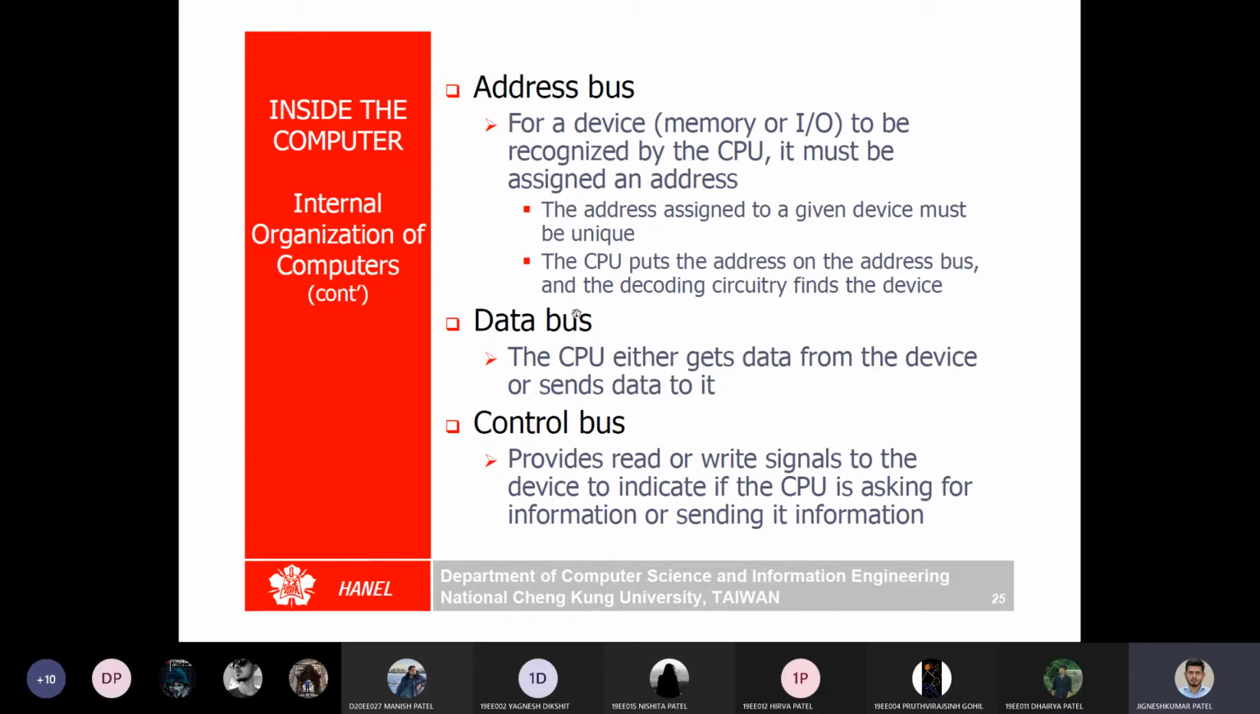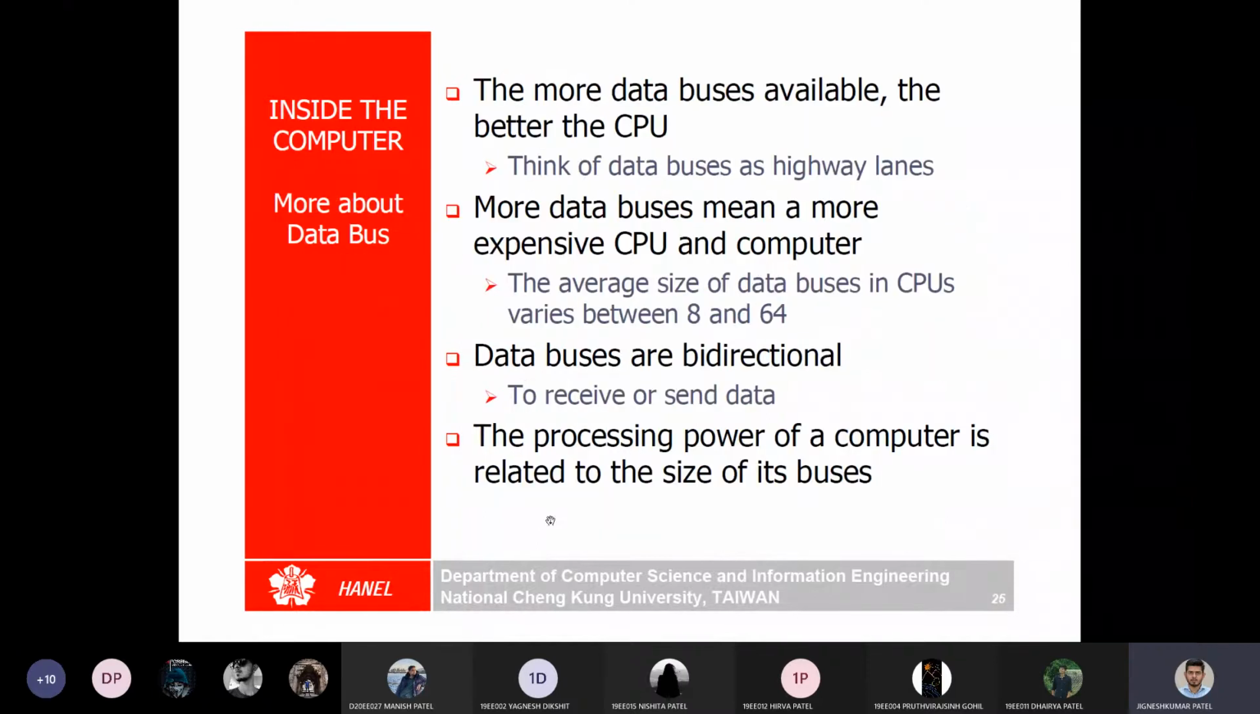Okay, then there is data. The CPU either gets data from the device or sends data to it. So it can be a memory read operation or a memory write. Control bus provides read write signal. So we have seen all these things in detail with the example of memory in the last lecture.